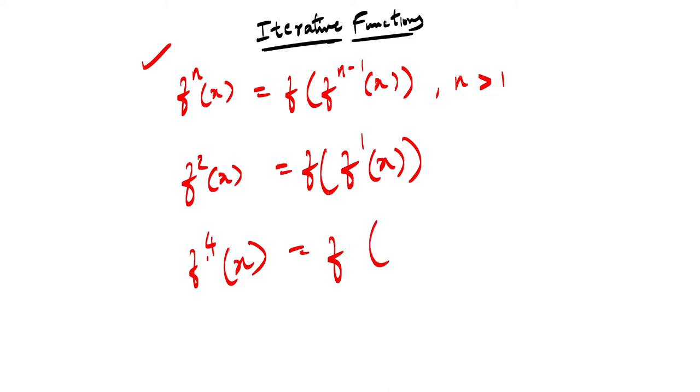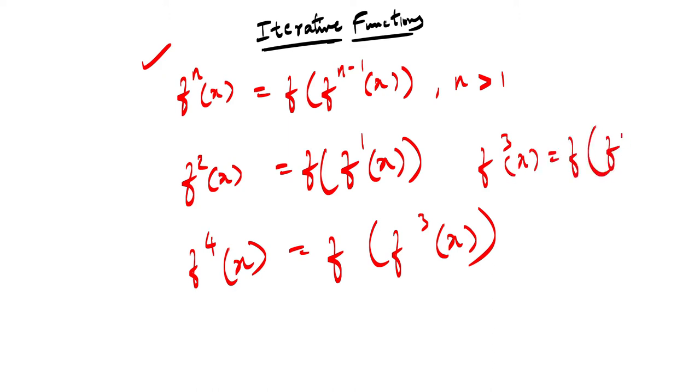F of n minus 1: for n = 4, that is f of 4 minus 1, so f of 3 of x. So this is how we represent f4x. What about f3x? f3x can be represented as f of 3 minus 1, which is f2 of x. So for f4x, we have f3x inside.